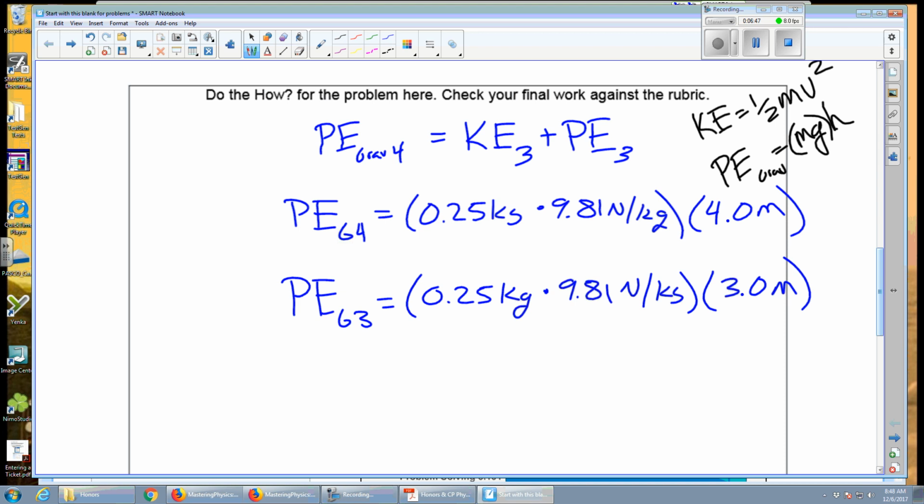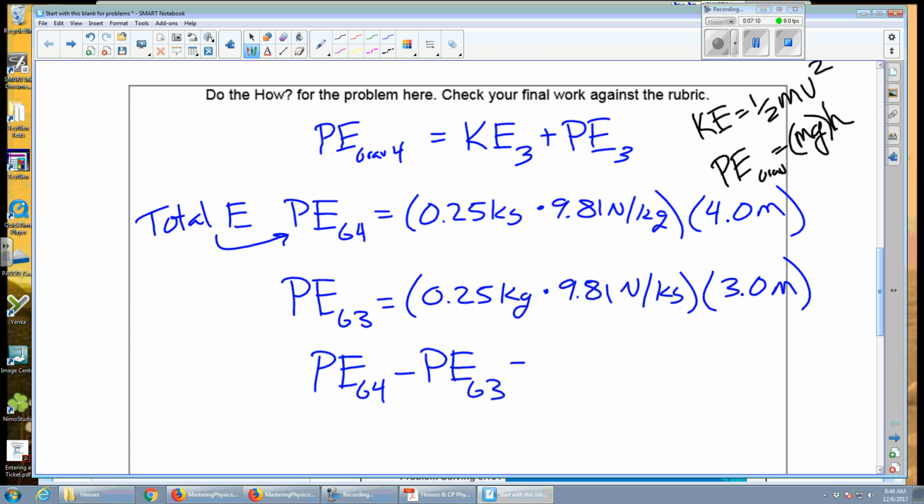Oh, and then if I subtract those, I get the KE, right? This one is the total energy, right? If I do PE G4 minus PE G3, that equals KE3. Yeah, this should have been G3 here. Sorry about that. And then I have all the answers. And I just put them in separated by commas.